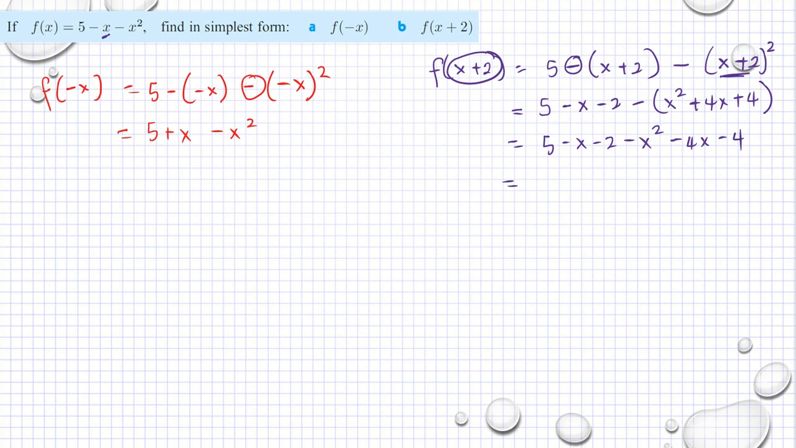Simplifying, we have 5 minus 2 is 3, minus 4 is negative 1, and then we have minus 5x minus x squared. If you don't want negative for every term, then we have negative outside the parentheses, and we have 1 plus 5x plus x squared. It's alright to do that.